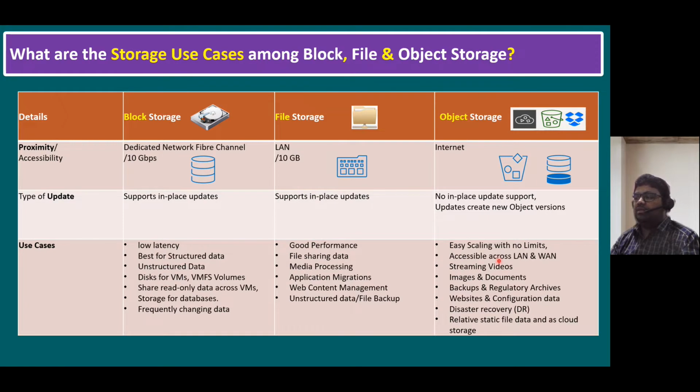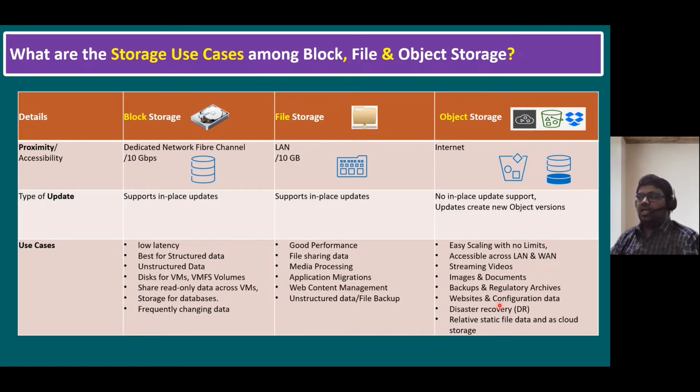And object storage is mainly for easy scaling with no limits. So even if you want to store more than 500 TB, it is easy to use object storage, and it is accessible across LAN and WAN, wide area network. It is mainly for streaming videos, images and documents, and backups and regular archives. Archive means long-term data, and also websites and configuration data. Even if your organization, instead of maintaining a disaster recovery site, wants to keep the disaster recovery site data, we can keep it in object storage.